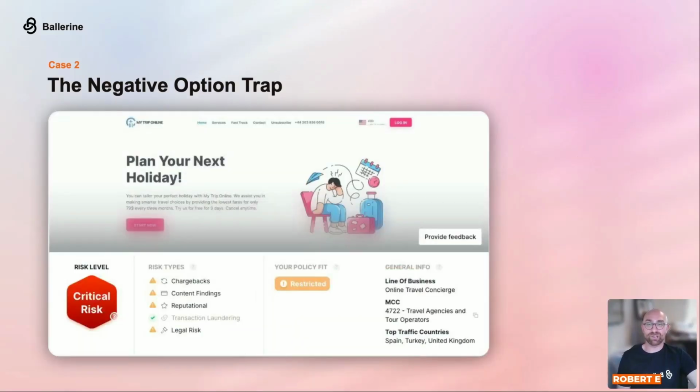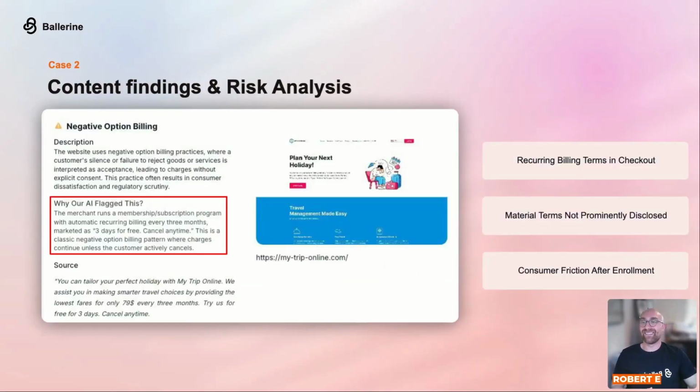So what might that look like? I mentioned different business models. So for example, this was an online travel concierge. They offer travel services. They might lure people in looking to get services for a particular trip that's coming up. But what they're not really realizing is in the background there actually is a recurring subscription. And this might be something buried deep, deep in the terms and conditions that's not really disclosed.